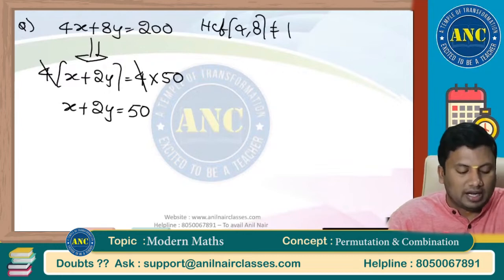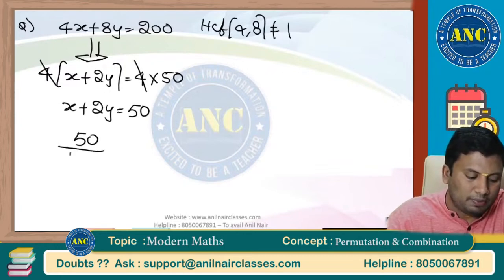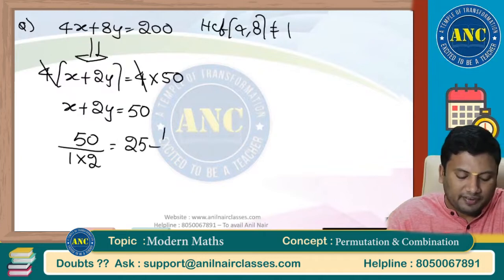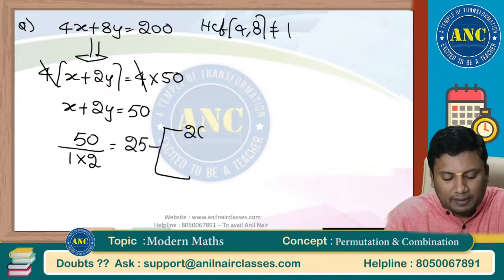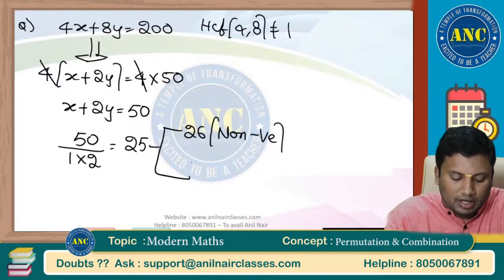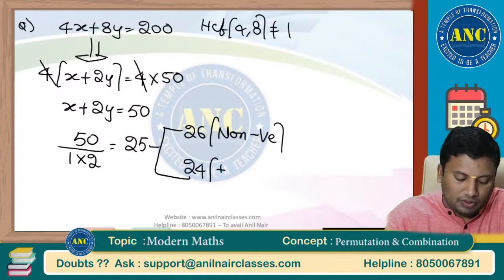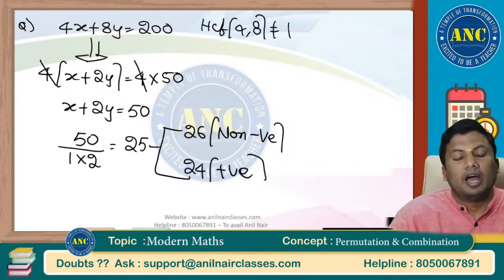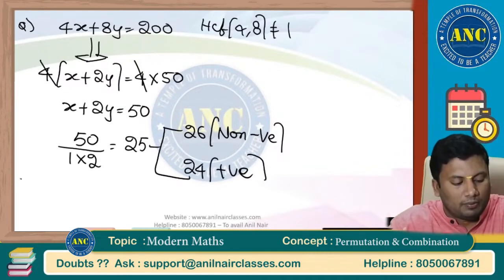Now apply the concept k by a into b. 50 by 1 into 2 is nothing but 25 gaps. If 25 gaps are there, the answer will be 26 non-negative and 24 positive. One more question.